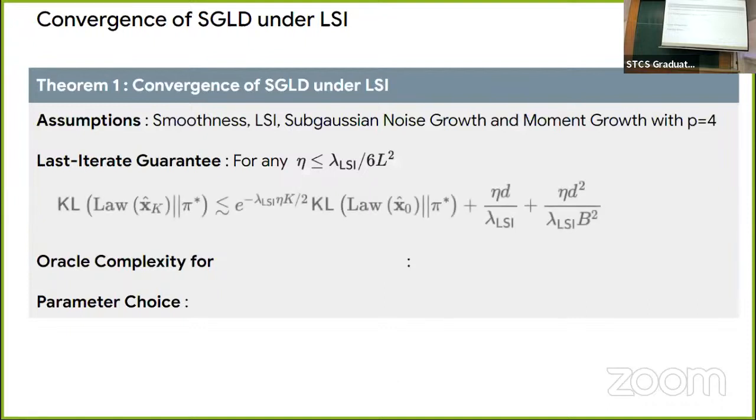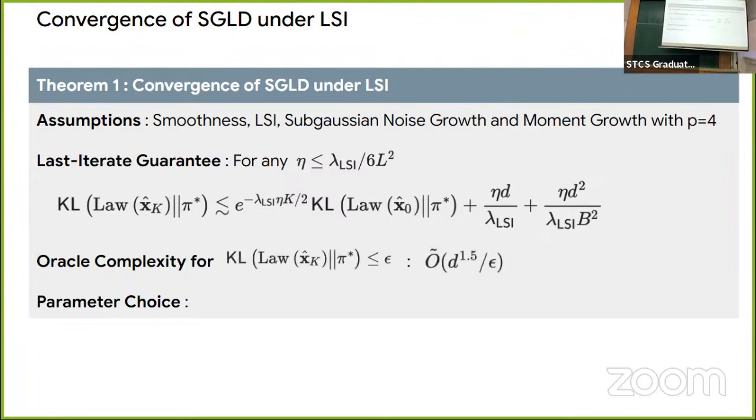Okay, so what we show is that under these assumptions, with moment growth for p equals 4, when eta is less than or equal to lambda LSI over 6 L squared, which ensures that it doesn't diverge to infinity in some sense, the KL of the law of X k hat to pi star is less than or equal to e to the minus lambda eta k over something. This is the exponential decay with respect to the initial condition, KL of the initial law, plus these approximation terms, right? Because we use time discretization and stochastic approximation.